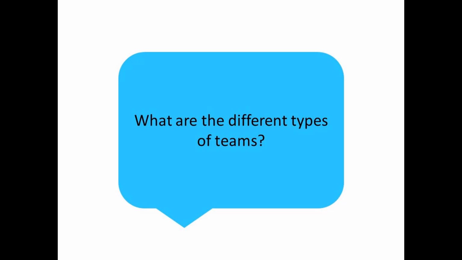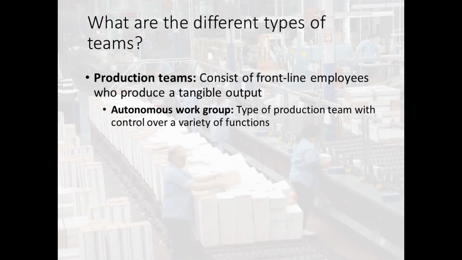In the second part of this lecture, we are going to briefly cover some of the different types of teams and their characteristics. The first type of team is called a production team, a group of employees who actually do the work of producing a tangible product that we can buy online or at the store.